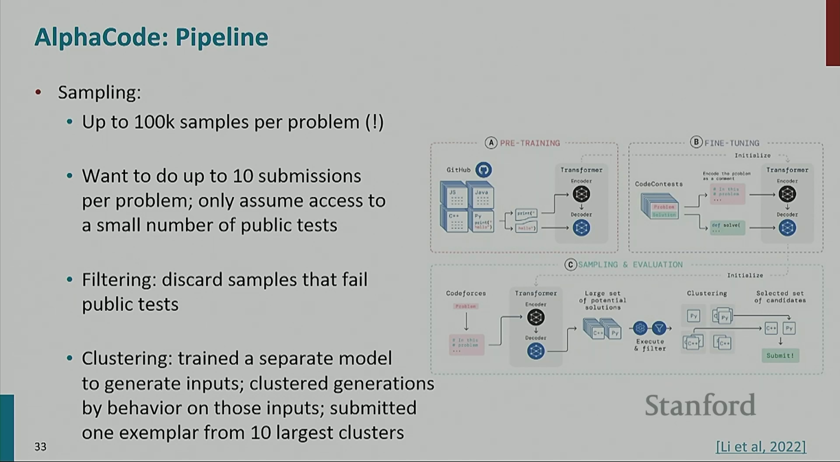So this was basically what they did. They generated a lot of inputs, clustered the programs based on their behavior on those inputs, and then picked one submission from each of the largest clusters.